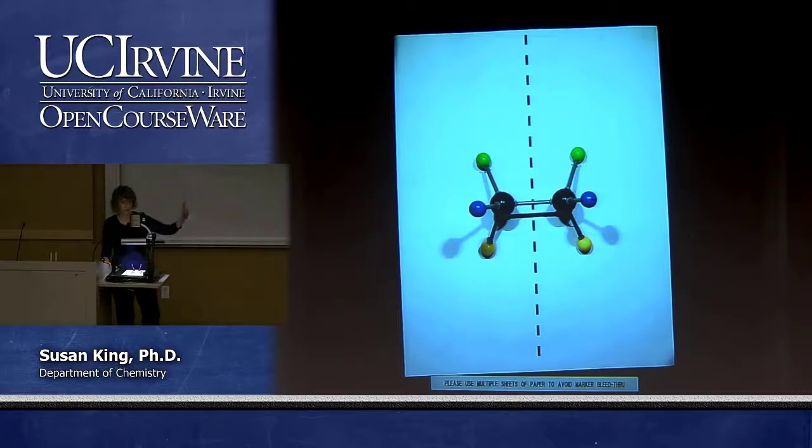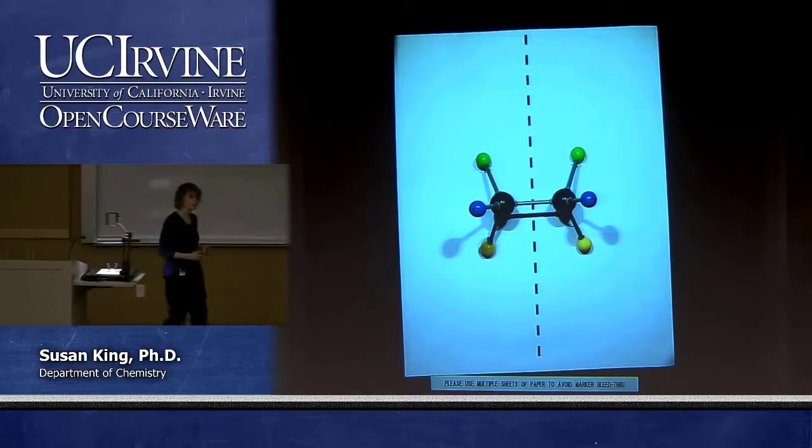So we said if there's 1 stereocenter, it's automatically chiral. If there's 2, it can be chiral or achiral. I first showed you chiral. This is achiral. Okay? So that's just a little visual before we start moving on to talk more in depth. Any questions? All right.